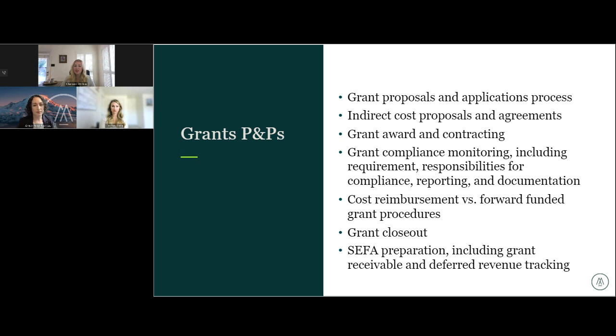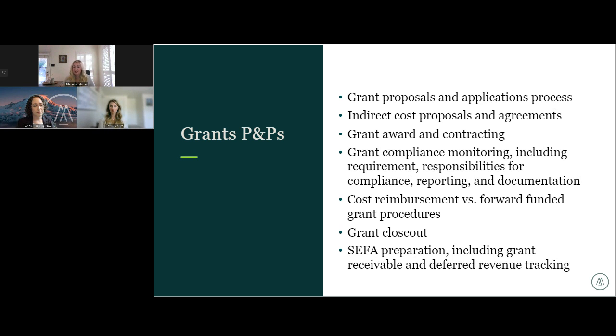So looking at some major points of things that need to be in your policy and procedure. If this applies to you, grant proposals, also applications. Who's going to be searching for applications, grants that we can apply for? One that can be kind of complicated is your indirect cost proposals and agreements. Grant awarding and contracting. So we got a grant, great. Now what do we do with it?